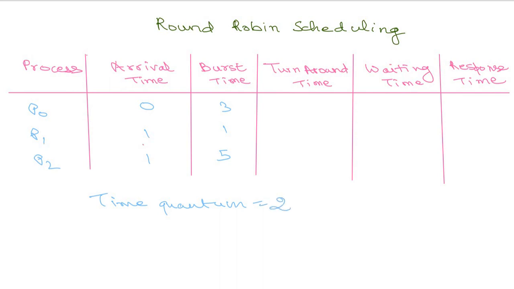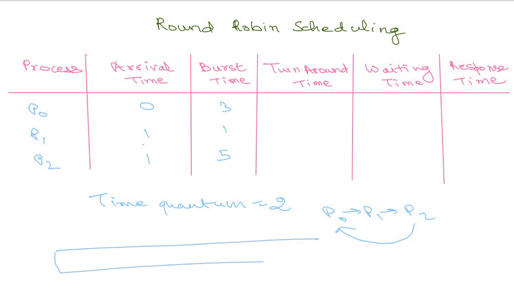So first of all we will have a circular queue. We have P0, P1, P2. It would be from P0 to P1, then from P1 to P2, and then again from P2 to P0 according to the arrival times. Firstly P0 will come in, and then P1, and then P2, so we will make this circular queue. Now let's start with time t equal to 0.